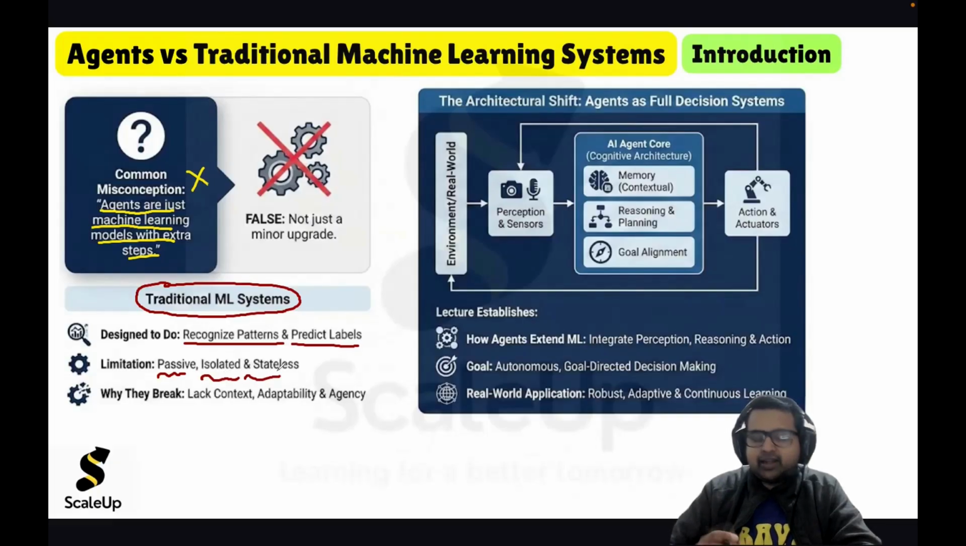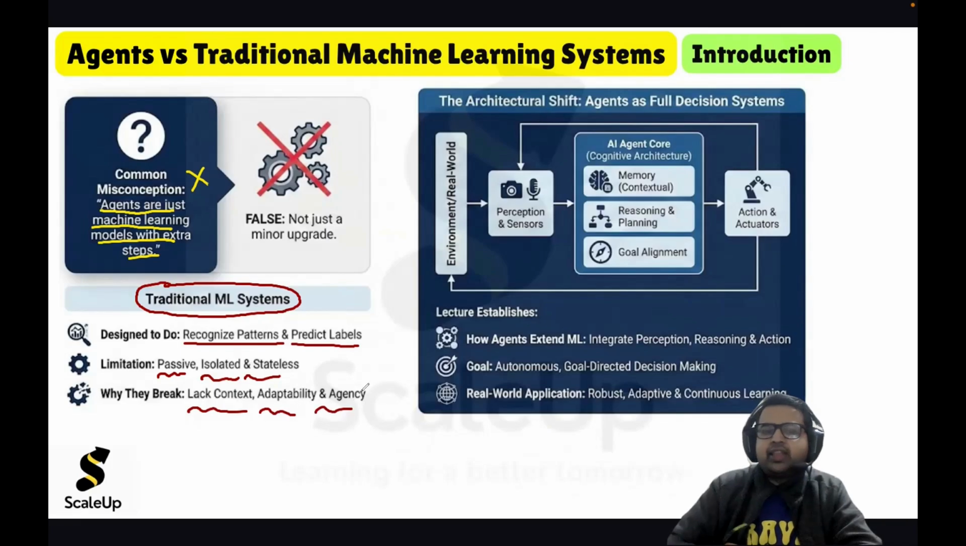Isolated means a machine learning model is very specific. It is not general purpose. You can achieve only one objective. So it's isolated and very specialized, and it is stateless, meaning it does not remember the interaction. When you're interacting with a machine learning system, it will not remember that interaction. Every input is a new input regardless of the previous state. These are very important limitations of machine learning systems. They lack context, they are not at all adaptable, they're very brittle in nature, and they lack agency. They cannot act.